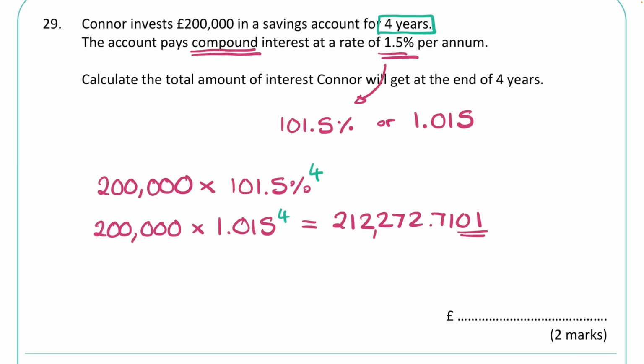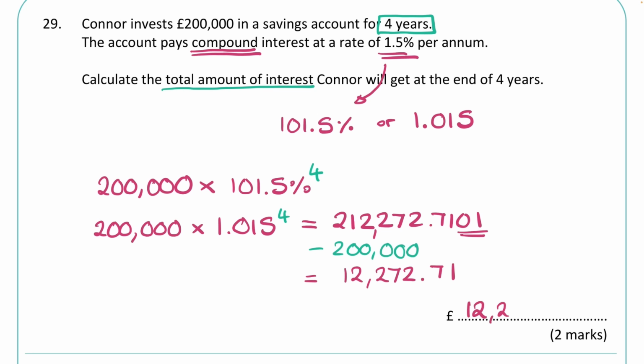So for the final part of this question, it does say in the language here to calculate the total amount of interest. So we now know exactly how much Connor will have in the bank, but in order to get that total amount of interest, we are going to have to subtract the original, and you might actually be able to just see the extra amount there, but we need to subtract the original amount, which was the 200,000, and that leaves us with the total amount of interest being £12,272, and as we said, 71 pence.